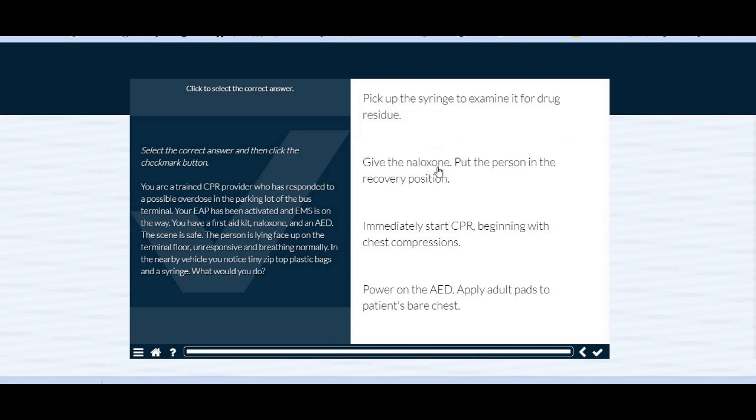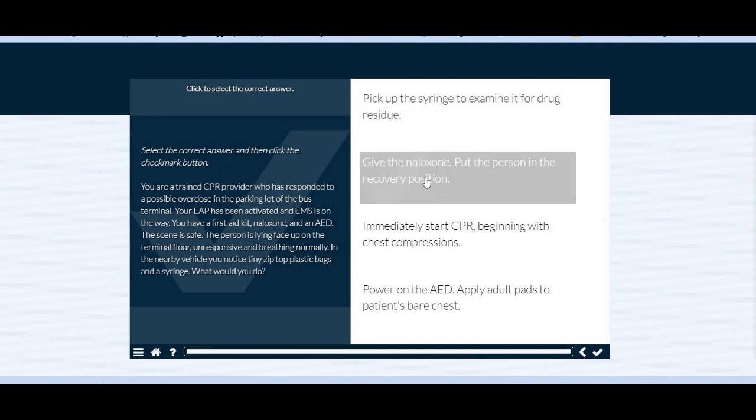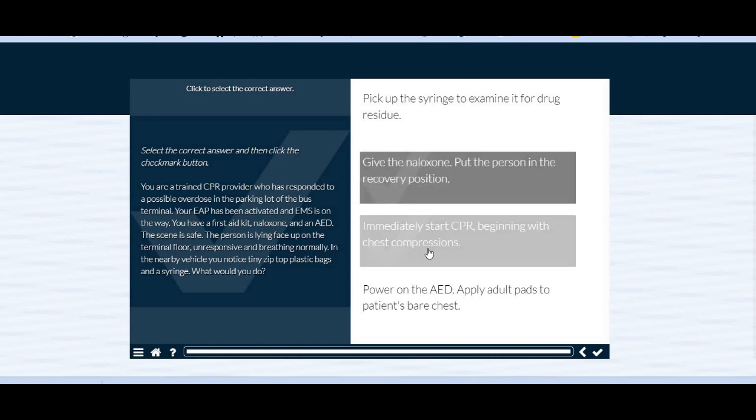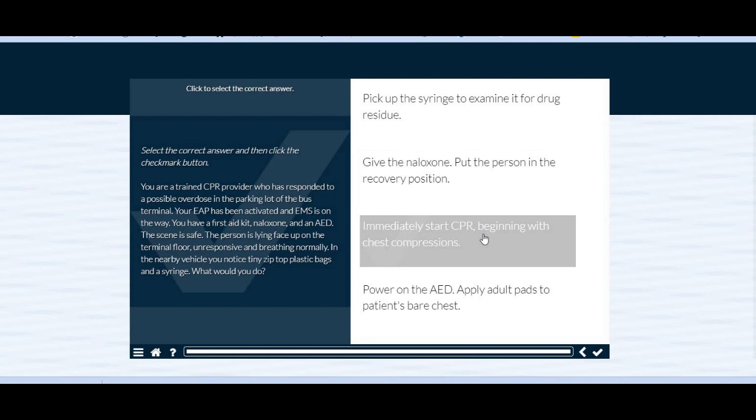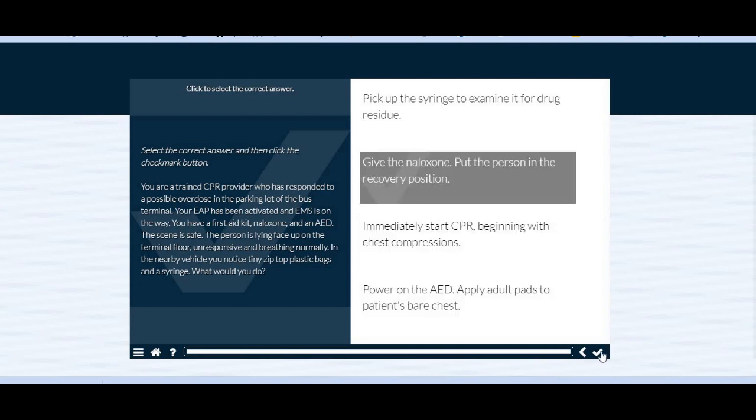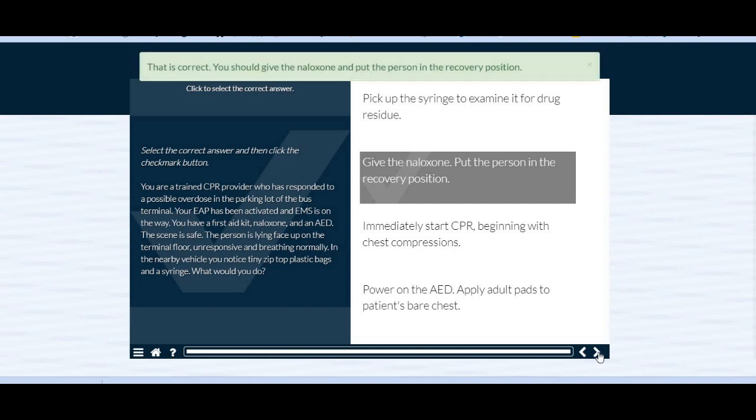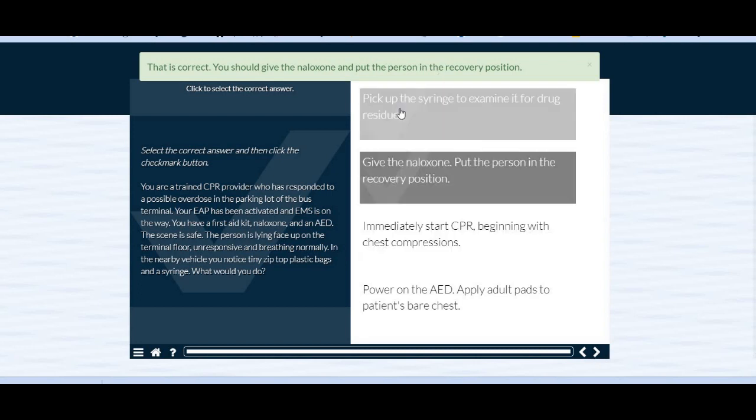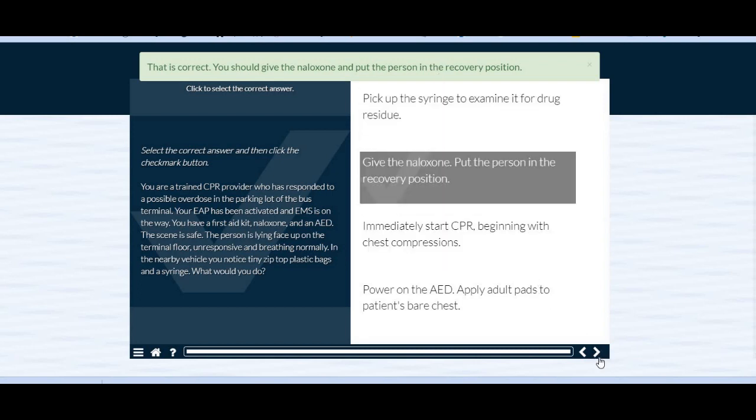No, I don't want to pick it up. I think I would do the naloxone. But I'd also immediately start CPR and chest compressions. Okay, naloxone, and then put him in the recovery position. Because we know there was drug use and we don't want to touch the syringe and hurt ourselves.